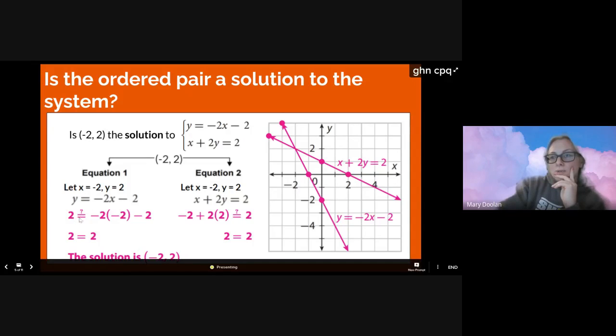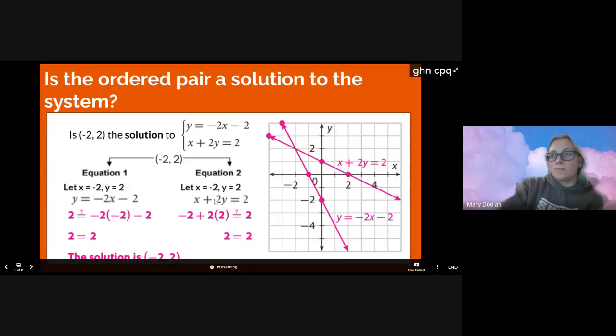2 is equal to, see, I'm replacing y with 2. It's equal to negative 2 times x, which is negative 2, minus 2. So just substituting in and then simplifying all this. Negative 2 times negative 2 is positive 4. 4 minus 2 is 2. 2 equals 2. That's true.